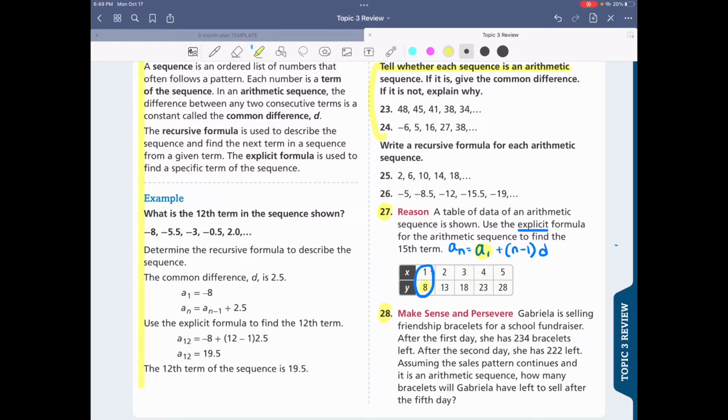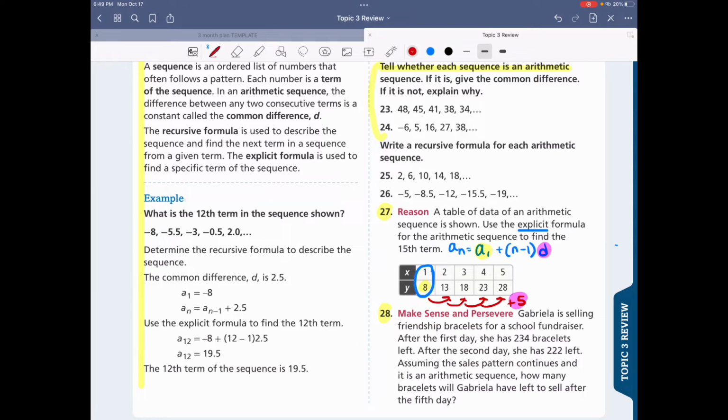Then we have n minus 1, and that just stays n minus 1. And then we need d, which is the difference. So d is our difference. What is this arithmetic sequence changing by? What are we going up by each time? Because we are definitely going up. And we're going up by 5. So the common difference is 5. That's going to go in the formula.